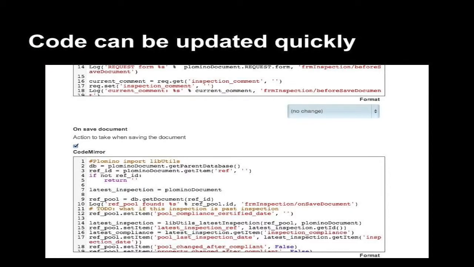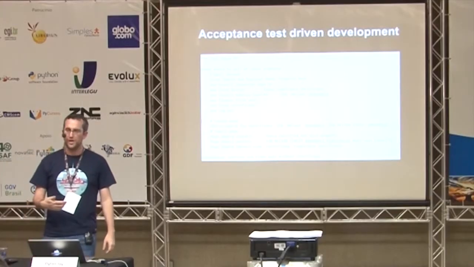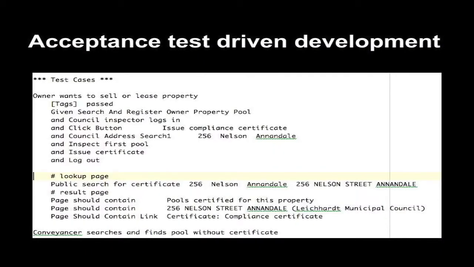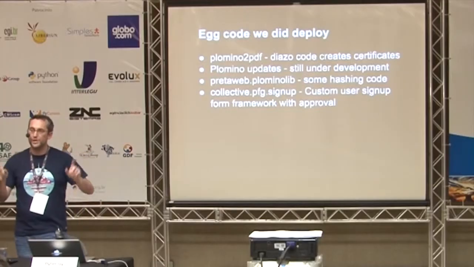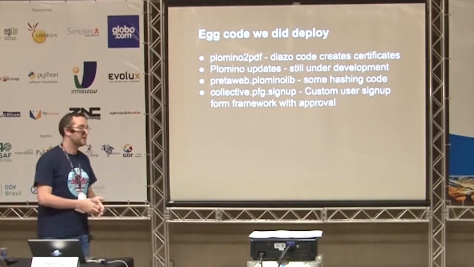So if we really need to make a small change to the code, mostly what we're doing is we're developing it all locally. We're doing full acceptance tests using Robot Framework locally. And then we take that zip file and we deploy the whole lot. So we deploy the application like you would a theme. So we did deploy some code, but as I said, we try to make it generic.